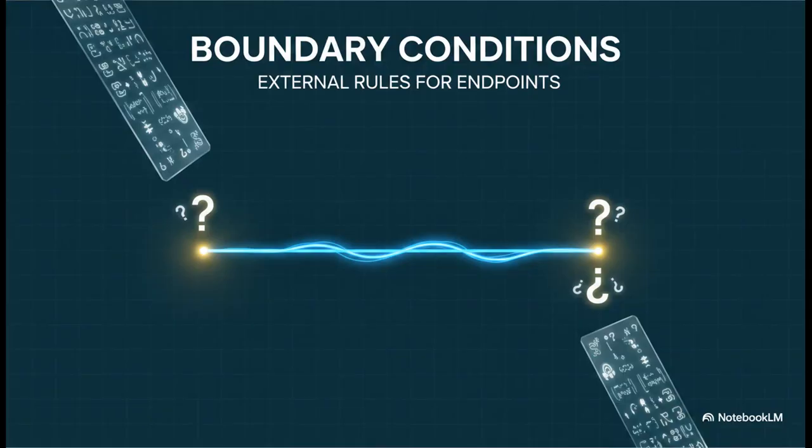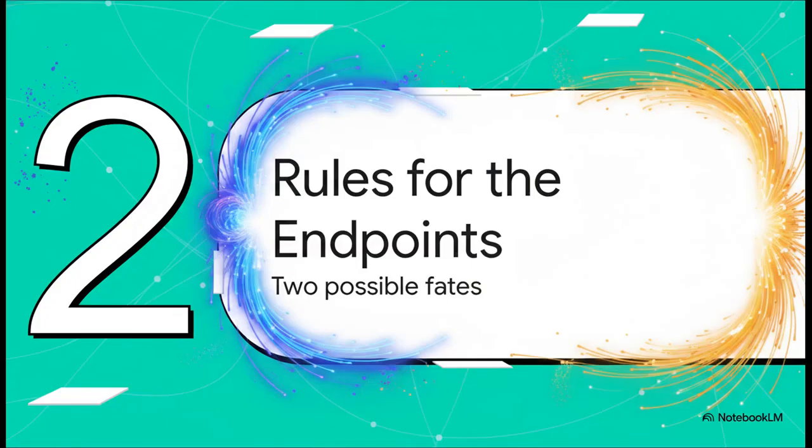And that's where something called boundary conditions comes in. Think of them as the official rulebook for the string's tips. Without these rules, our whole description is incomplete. It's like a story with no ending. And as it turns out, when you do the math, there are really only two ways this can go. Which brings us nicely to part 2, rules for the endpoints. Let's meet the two possible fates that can befall the end of a string.